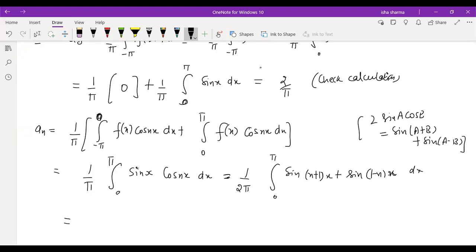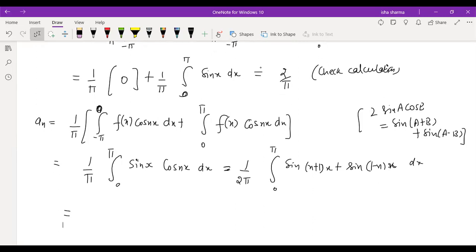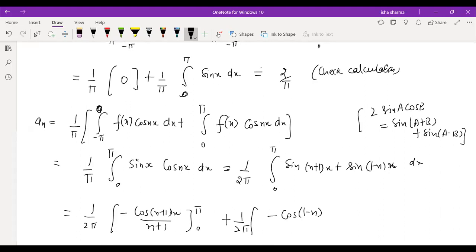So your integration gets two terms. Both of them will be having the sine integral is minus cos respectively divided with n plus 1. So very quickly I'm writing 1 by 2 pi minus cos n plus 1 x by n plus 1, and then plus 1 by 2 pi minus cos 1 minus n x by 1 minus n, 0 to pi. Right. So you just solve this one.